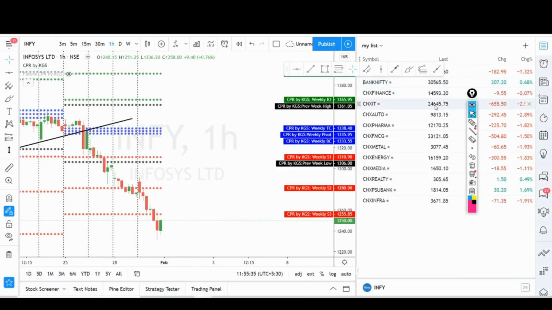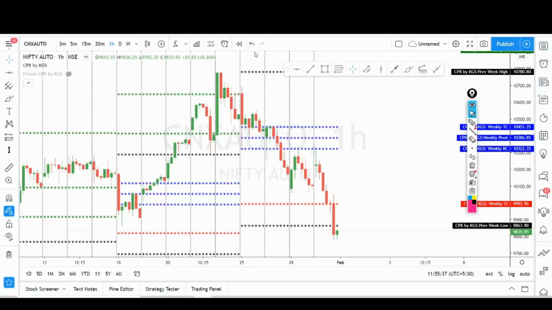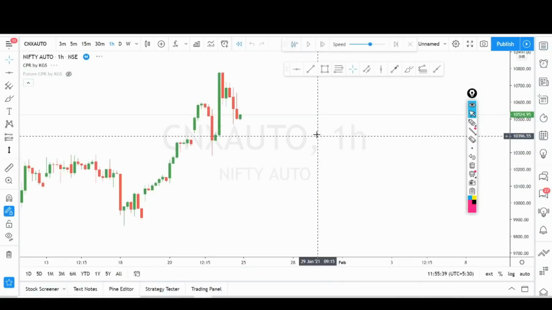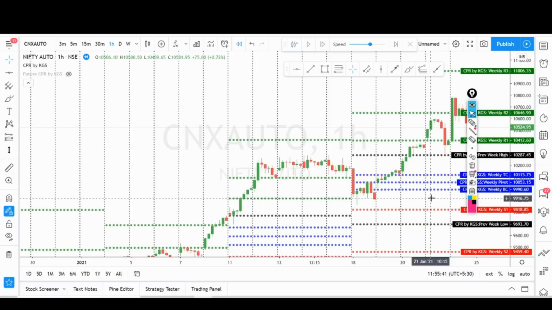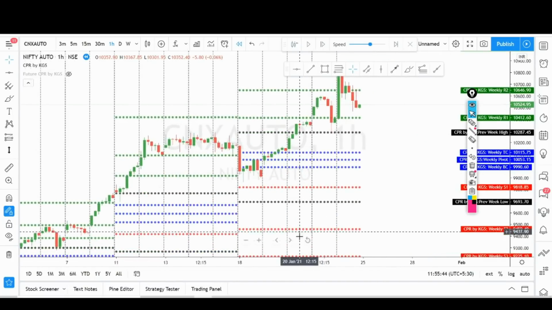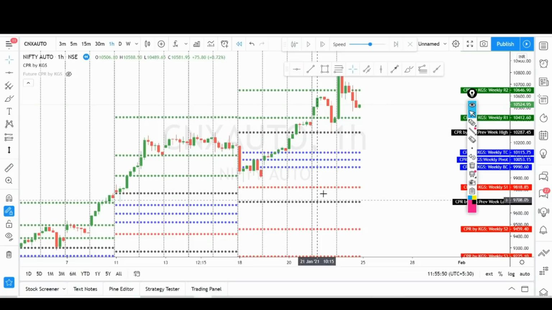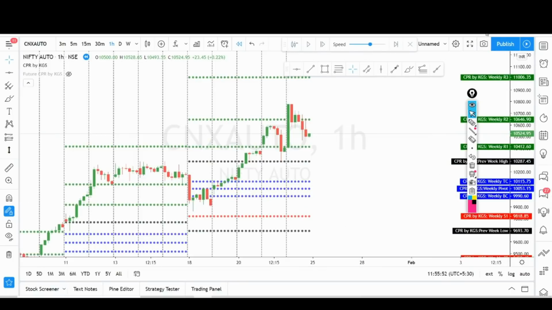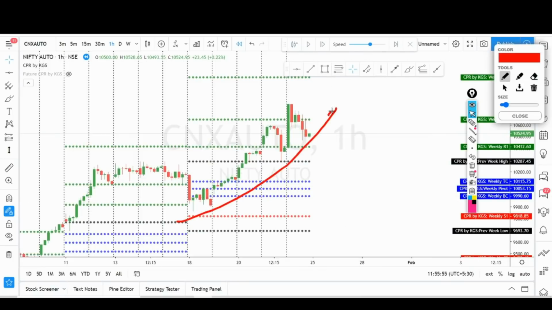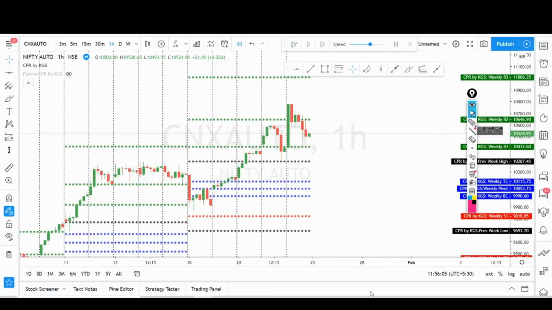Let me open Nifty Auto and let me skip last week. So the automobile sector was performing well and we had an ascending CPR. So I had a view of sideways to bullish. Now why I have given sideways to bullish is, the price has already rallied too much in the earlier week. So I was expecting a little bit of pullback and consolidation. So I have given a view sideways to bullish.